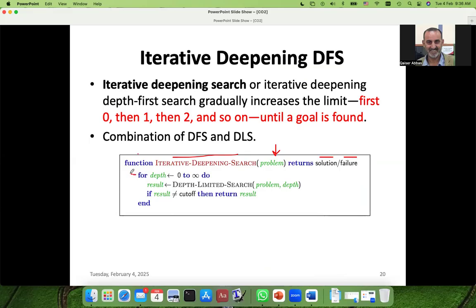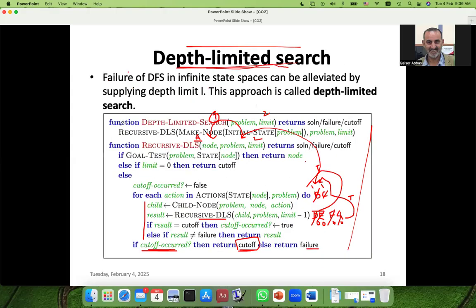And here we have a simple loop: depth is 0 to infinity. This depth means that limit variable, and it is starting from 0 to infinity. So it means it will continue until it finds the solution in the state space, if the solution is there at any depth. So for depth 0 to infinity, we have these 2 statements under this for loop. The first is we are calling depth limited search, this previous algorithm that we have seen.